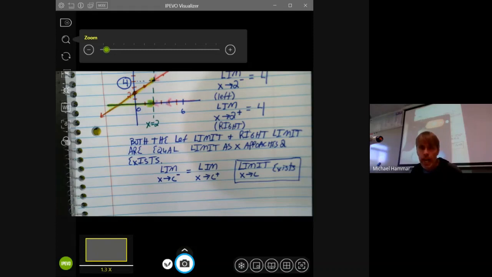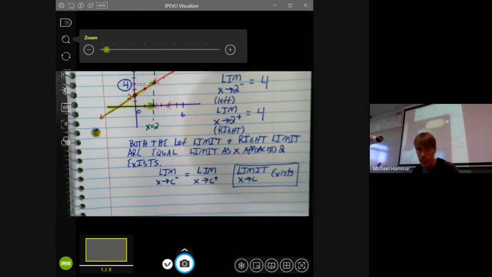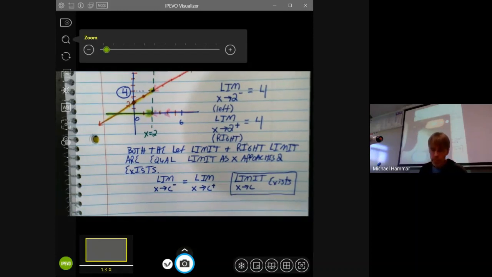If they approach it from the left and the right, and they are the same y value, remember, we're looking at the y values. We are not looking at the x values. Now, this is what we're doing when we're trying to find limits. We're using graphs. We're taking a look at different things. But now, what would you do if I gave you a table instead?